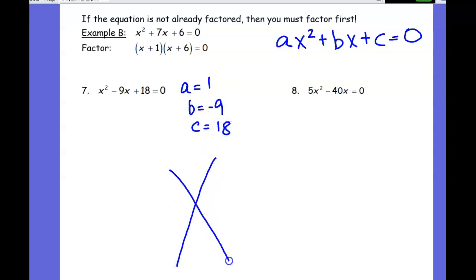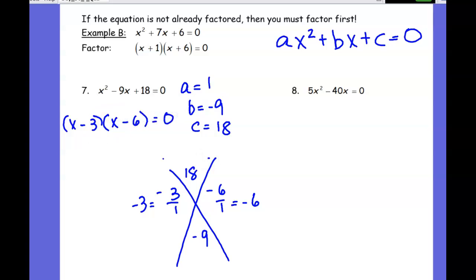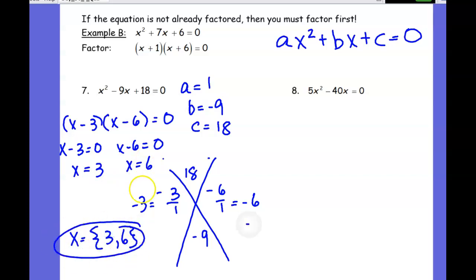A times C is 18, and then we have a negative 9. The two numbers we can multiply to get 18 that add up to negative 9 would be negative 3 and negative 6. We divide by the leading coefficient. So here's our two factors: x minus 3 and x minus 6, and they both can be set to 0 with the zero product property. So x minus 3 equals 0, and x minus 6 equals 0. In this case, x is equal to 3, and x is equal to 6. So our solution is x is equal to 3 and 6. Notice again, our solution is opposite of our factors.